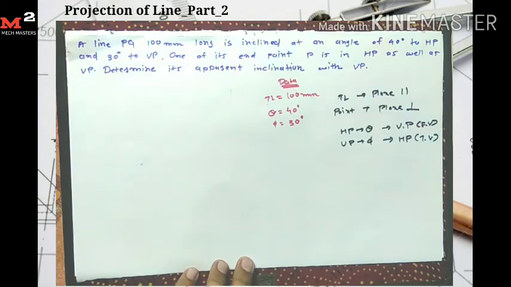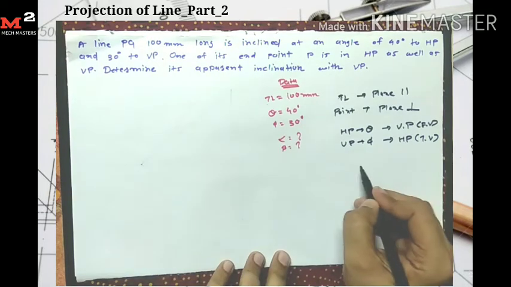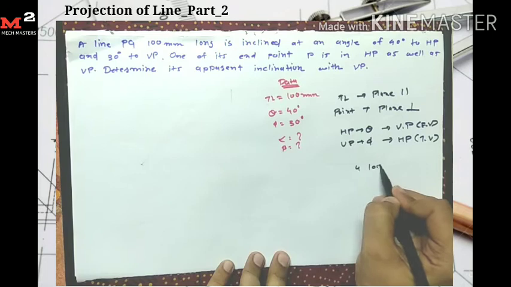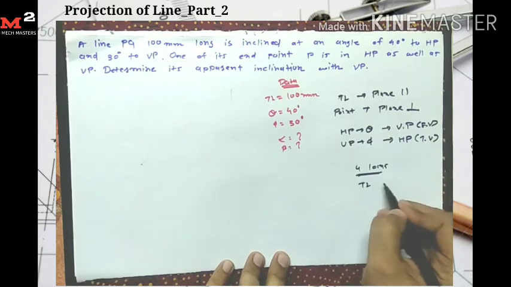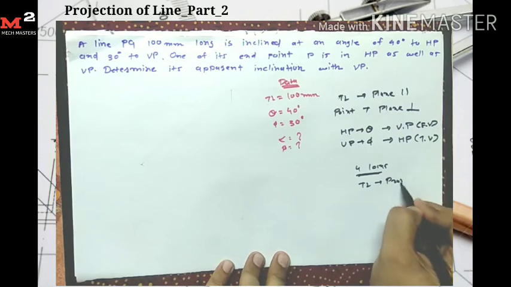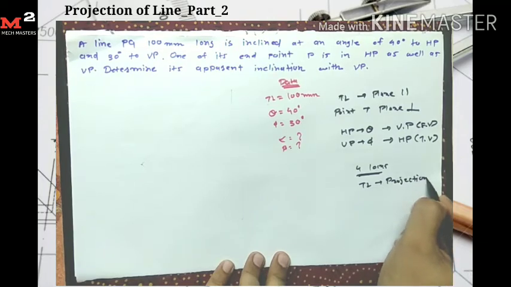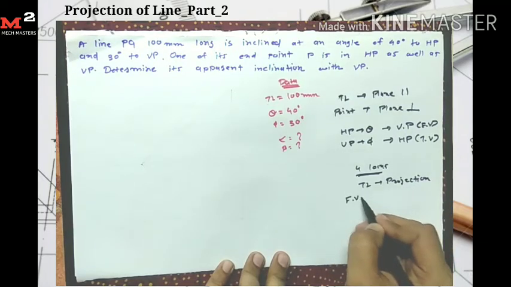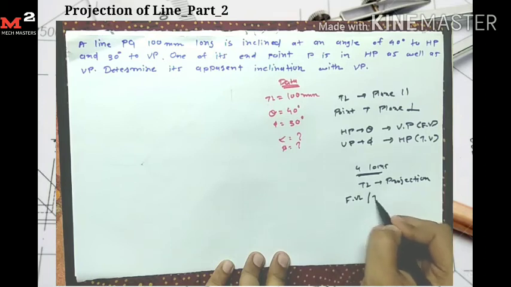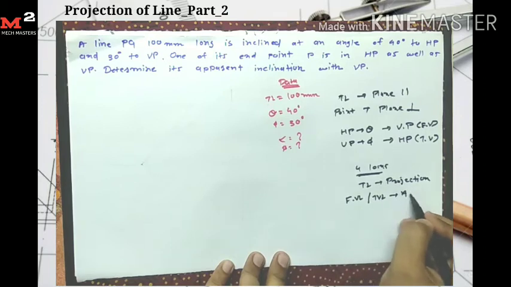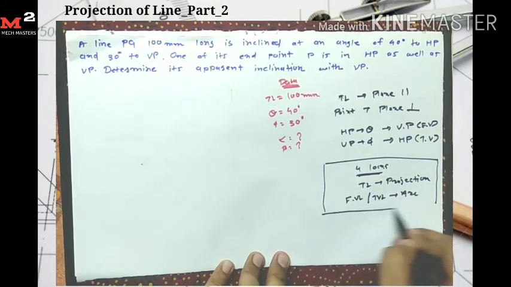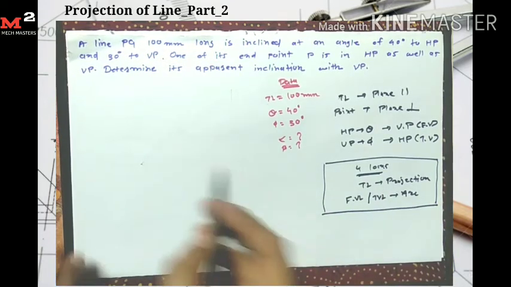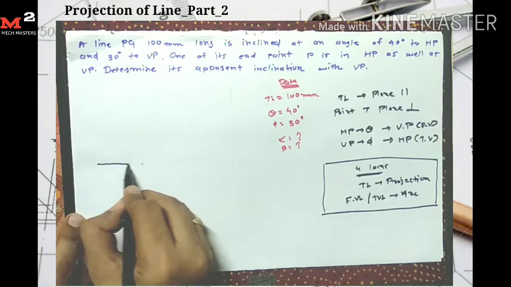So let's start this problem. To solve the problem, first we need to find the four loci. After finding the four loci, from the true length we take the projection, and from the front view length and top view length we draw the arcs. These points are important to solve the problem. Now first I draw the reference line here.